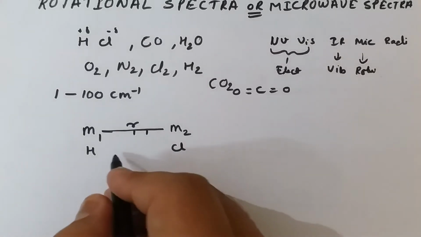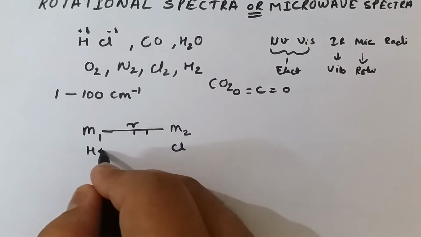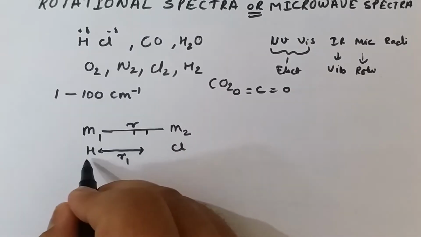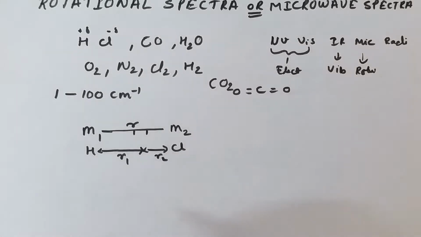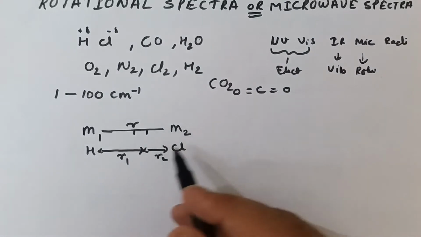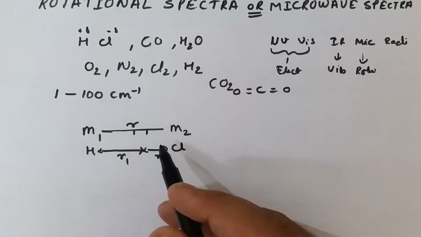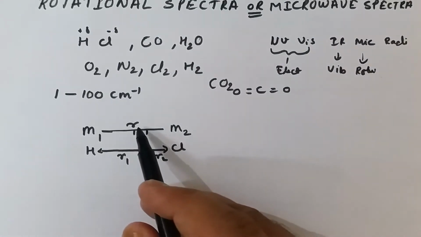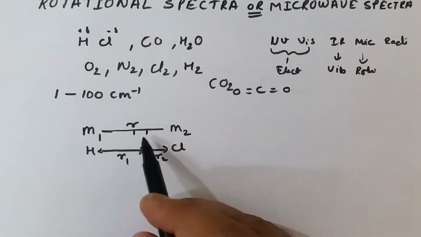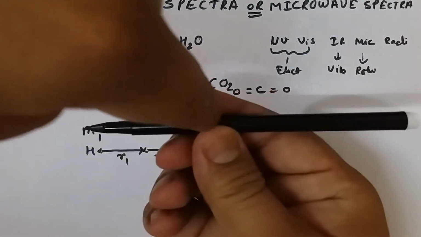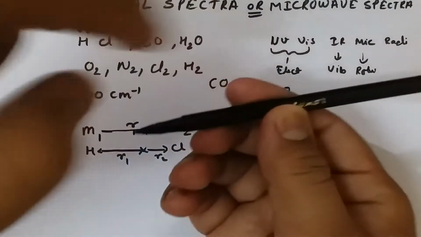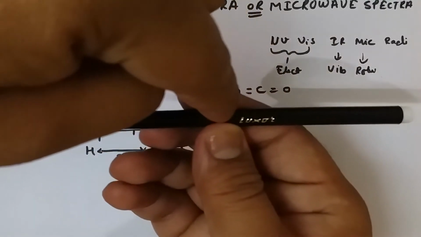Okay, and as a result, suppose we are considering that r1 is the distance of the center of gravity from molecule 1 and r2 is the distance from the center of gravity of the molecule having mass m2. And the rotation axis is perpendicular to the bond axis. That means suppose this is our bond, then perpendicular will be the rotation axis, and only then will the rotation spectra arise.